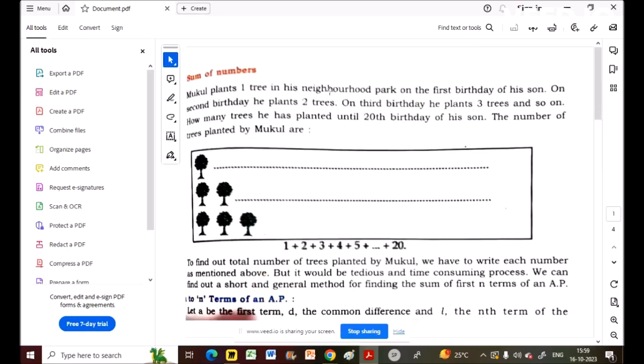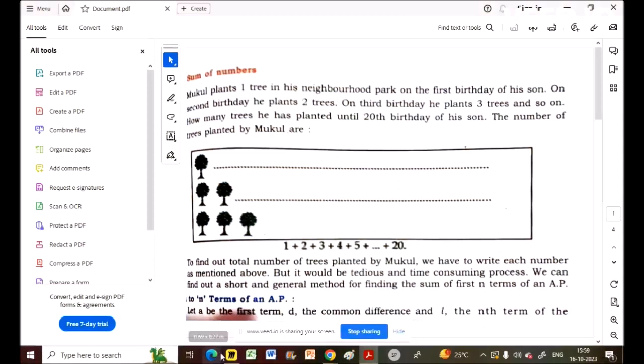Here there is an example. Mukul plants one tree in his neighborhood park on the first birthday of his son. On the second birthday, he plants 2 trees. On the third birthday, he plants 3 trees, and so on. How many trees has he planted until the 20th birthday of his son? The number of trees planted by Mukul.